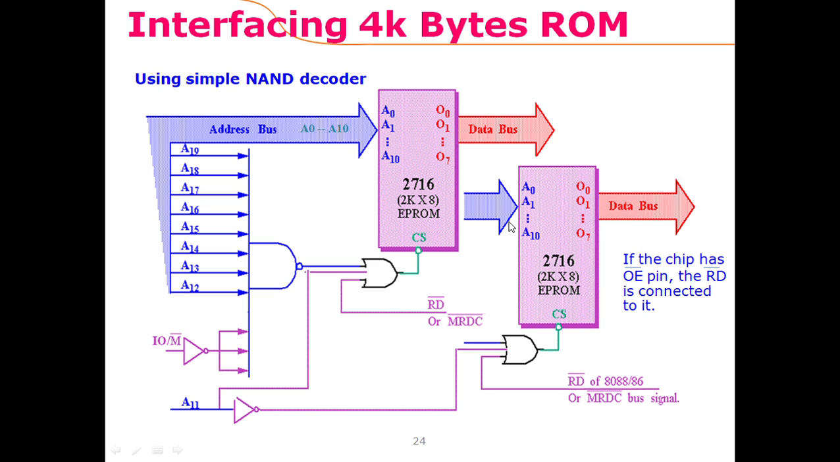In some memory chips, as we saw in a typical memory unit, there may be an output enable pin in addition to the chip select. So in that case, if the chip has an output enable pin, then the read signal is connected to that output enable pin.